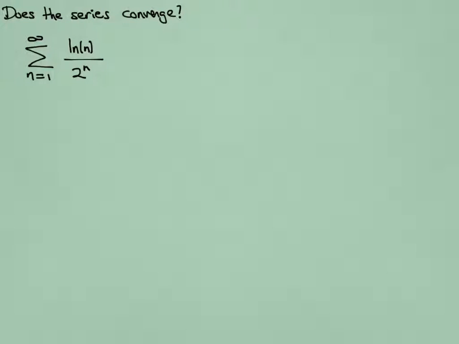In this video, we'll decide if the series, whose terms are of the form log of n over 2 to the n, converges or diverges. One approach is to attempt to use the ratio test. So we're going to attempt to apply the ratio test to this series.